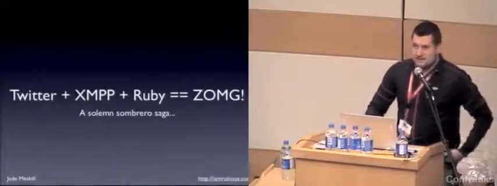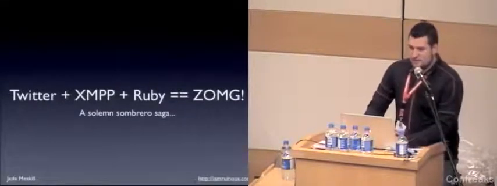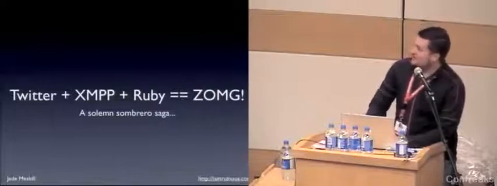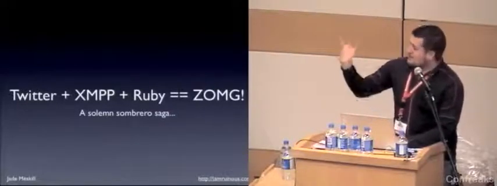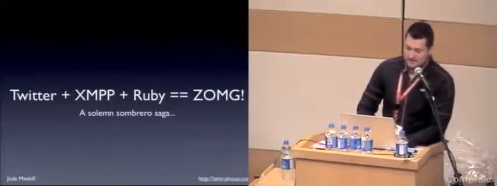So I'm going to show you guys a little thing I did with Twitter plus XMPP, which is Jabber, for those of you who don't know, plus Ruby equals ZOMG. This is a solemn sombrero saga. So who am I? I'm Jade Meskill. I'm the founder of Integrum. We do Ruby on Rails consulting. There's our site. There's our blog.